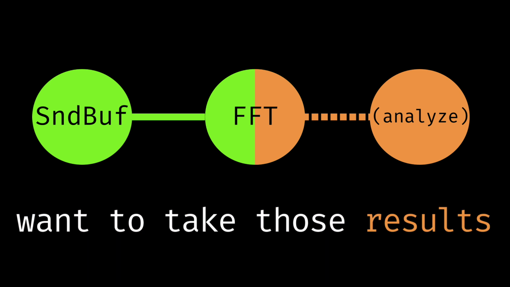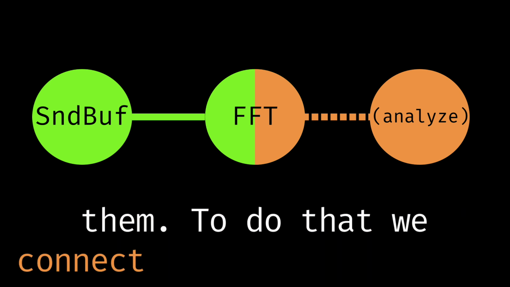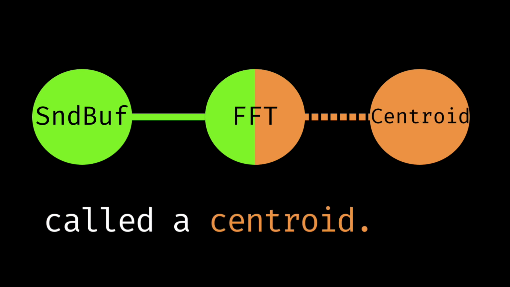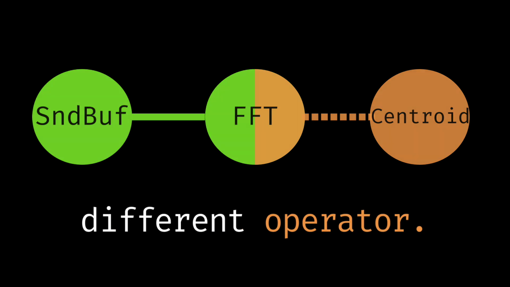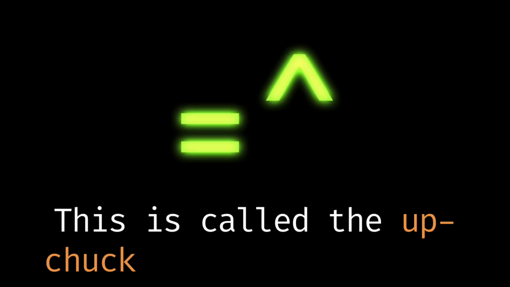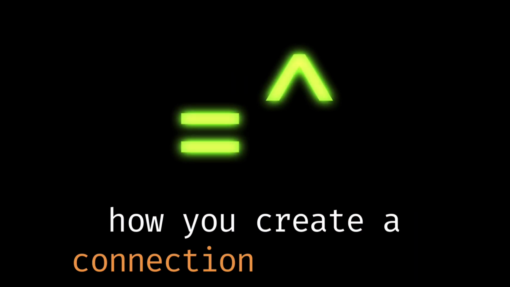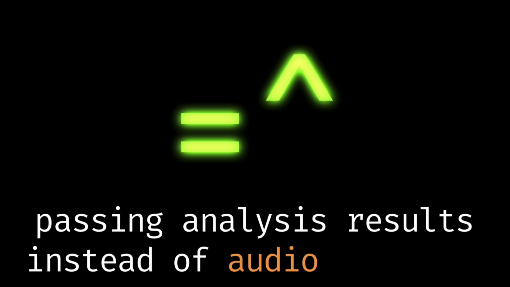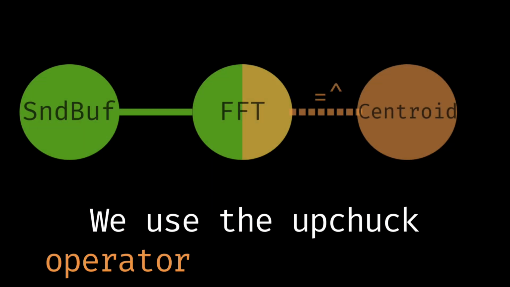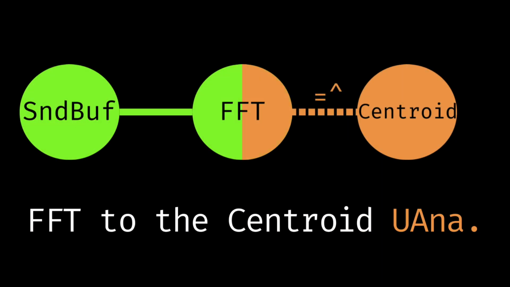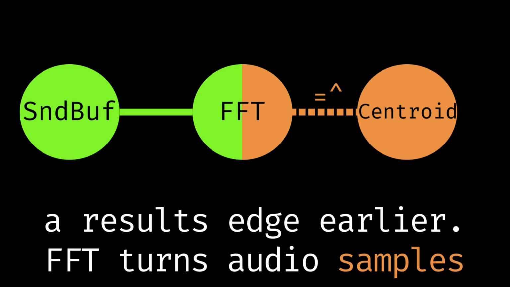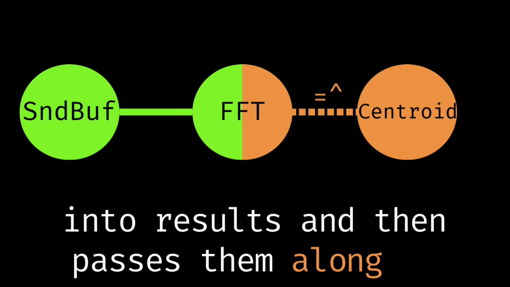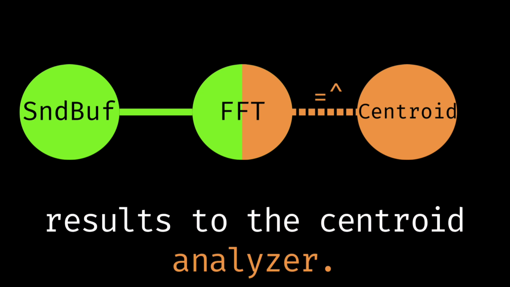Now we want to take those results and do something with them. To do that, we connect it to another Ugen called a centroid. This connection, this edge, is for passing analysis results along, so it uses a different operator. This is called the upchuck operator. This is how you create a connection meant for passing analysis results instead of audio samples. We use the upchuck operator to connect the FFT to the centroid Ugen. This creates what we called a results edge earlier. FFT turns audio samples into results and then passes them along as results to the centroid analyzer.